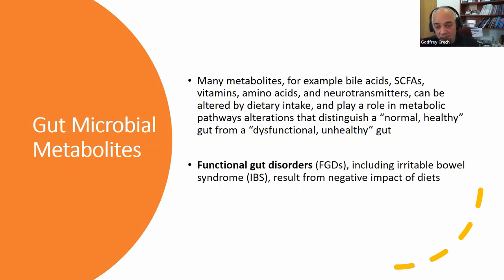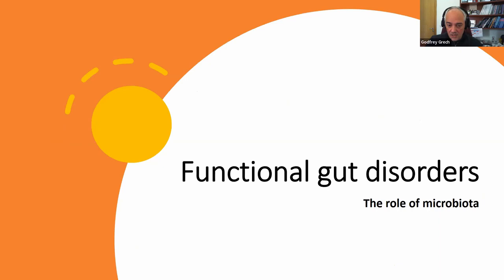And to try and explain to you the relation between gut microbiota and health, I decided to give you an example of what we call the functional gut disorders. We call them disorders because it's still not a disease, okay? FGDs, and this is exemplified by irritable bowel syndrome, which I will refer to as IBS. Okay, so let's go into functional gut disorders, and I will only tackle IBS.